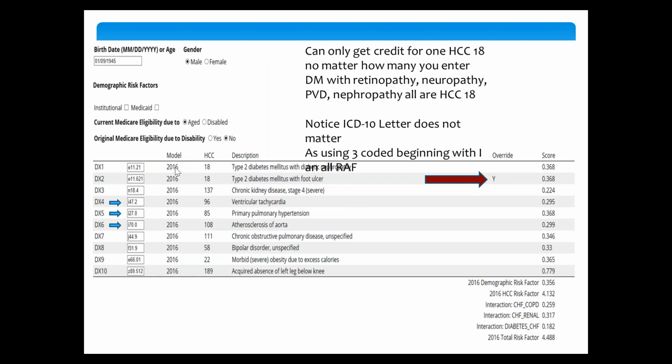So a couple of things I wanted to point out in this slide. I apologize, this kind of overwrote, but if you can see here, we put in 2 different diagnoses with diabetes, but the one was overridden, so you're only getting credit for the 0.368.